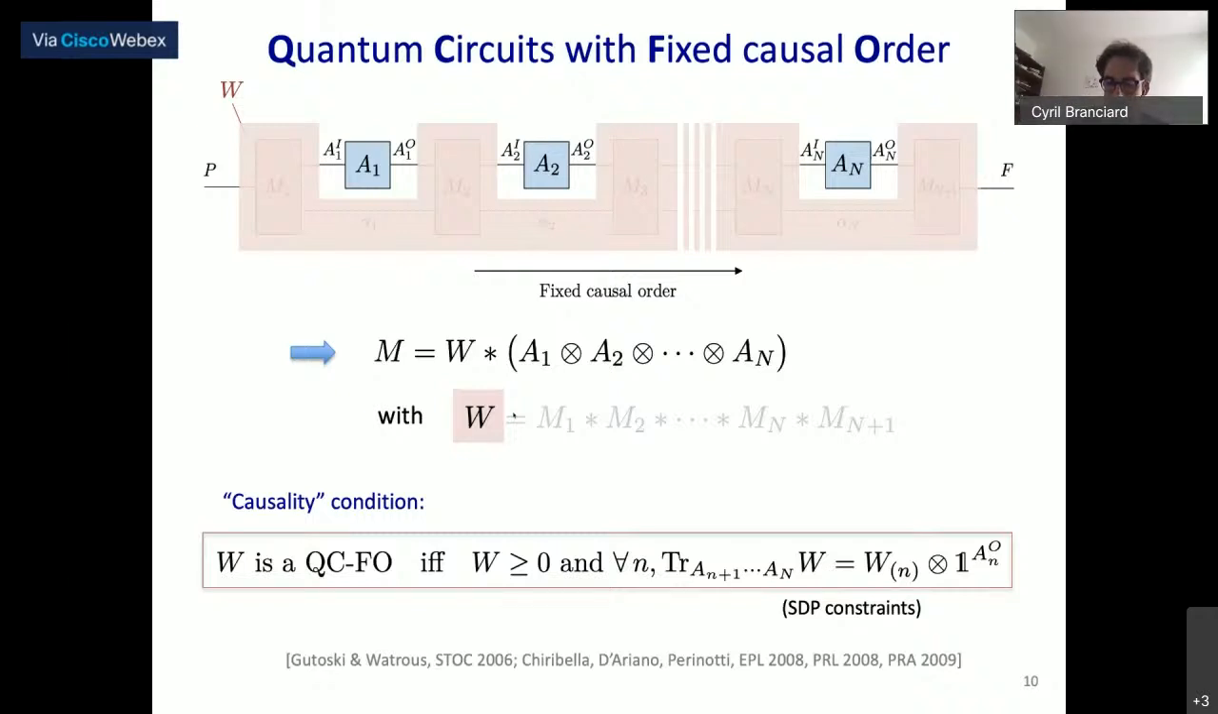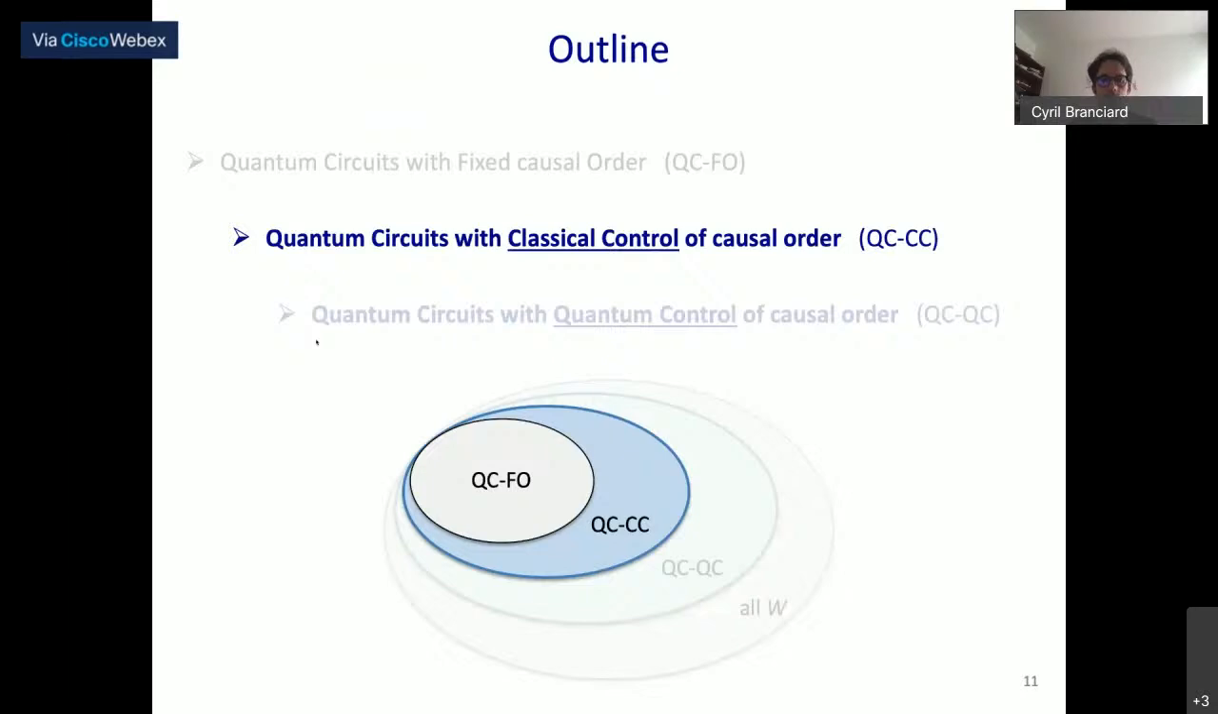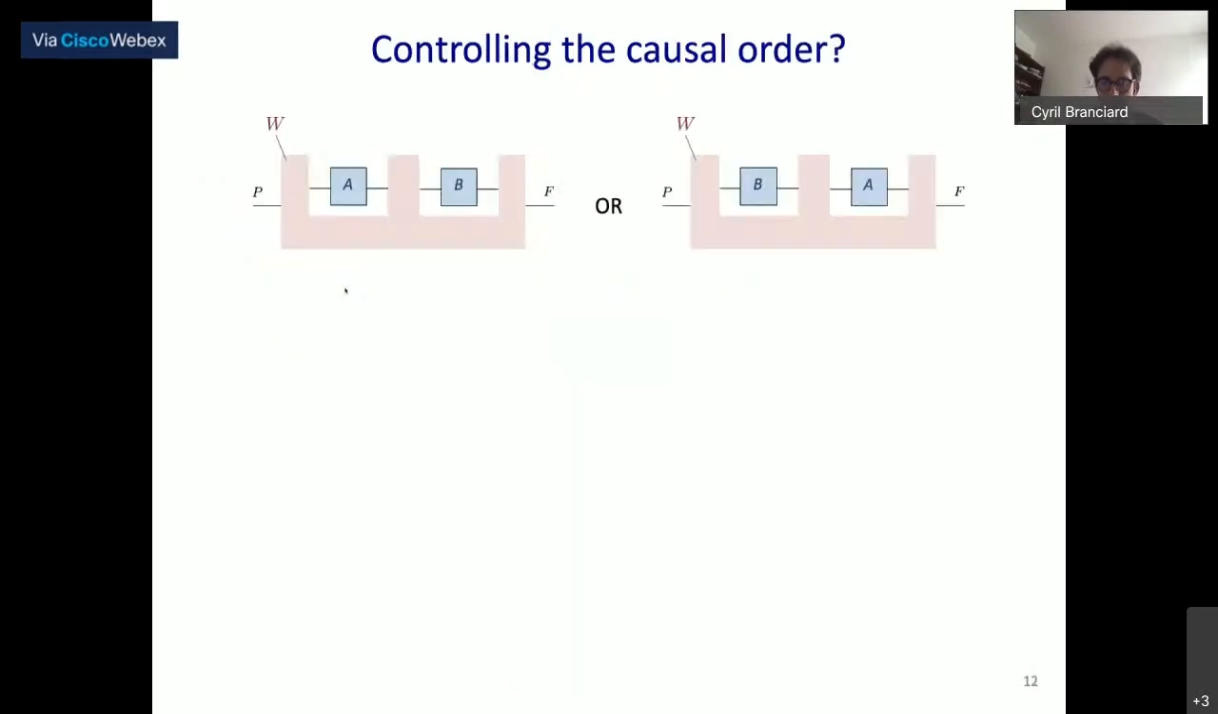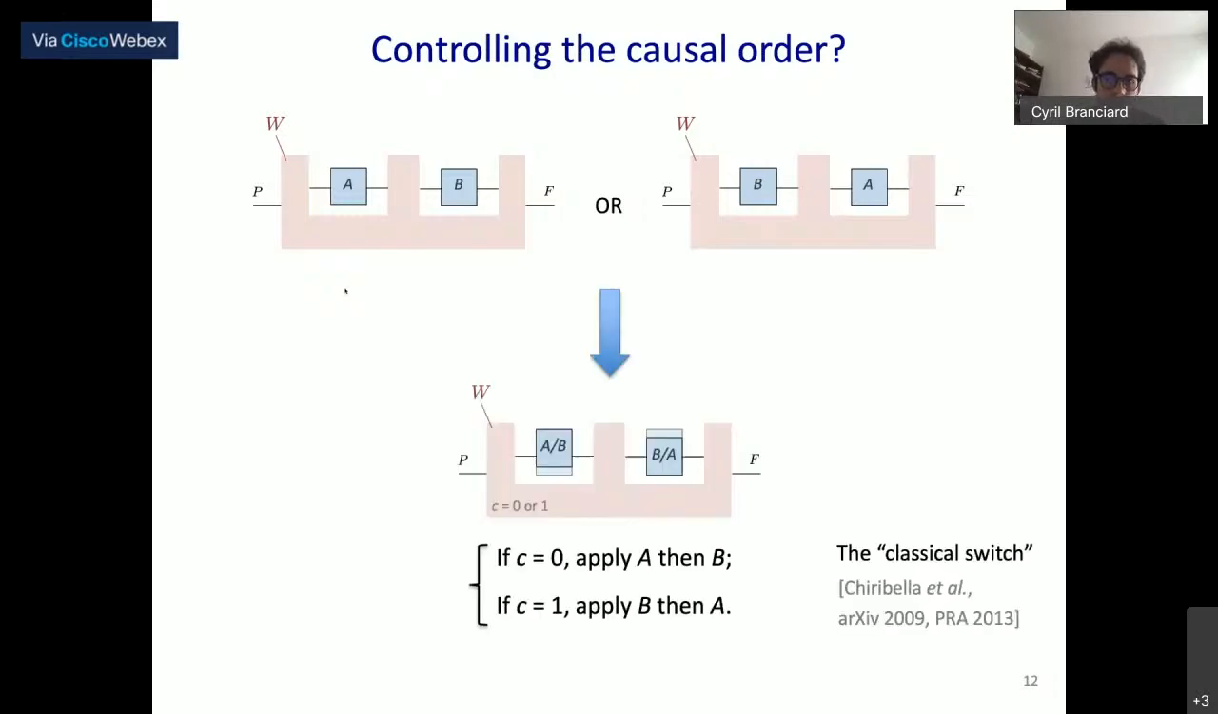Okay, so that's essentially setting up the stage for quantum circuits with fixed causal order, and now we want to go beyond this. The first step beyond this fixed causal order paradigm is to introduce some classical control, which is what I present now. The canonical example is this classical switch, where instead of having either this or that in a fixed order, you may want to include some coin inside that decides whether it's A or B first and B or A that comes second. So the way we propose to do it is as follows.